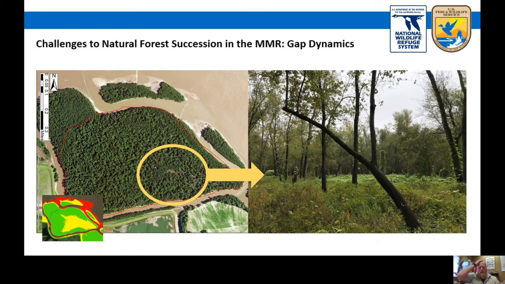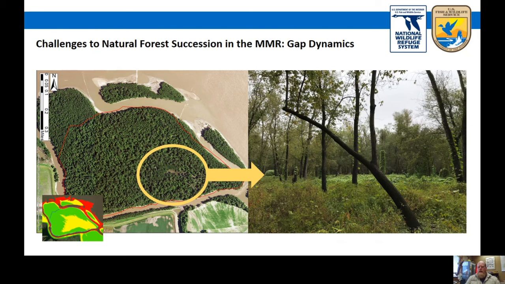You can see the photo here. I've got a circle around the small canopy gap that I've got a photo of there on the right, showing what that looks like on the ground. As you can see from the growing season flood day model on the bottom left corner, that canopy gap corresponds with the lowest elevation on that island division at Beaver Island Division, Randolph County.